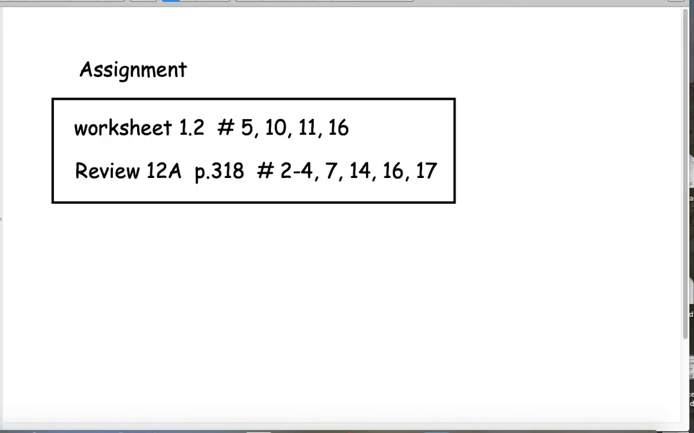All right, so going back to worksheet 1.2, you should be able to do now numbers 5, 10, 11, and 16. And then in the book, in the text, in the review section 12A, which starts on page 318, I'd like you to do those problems.